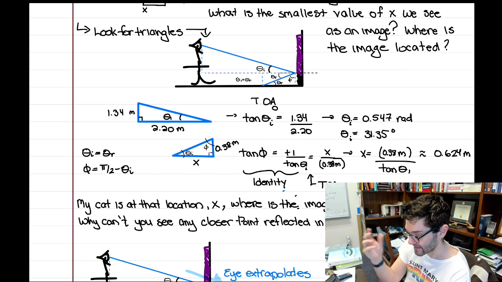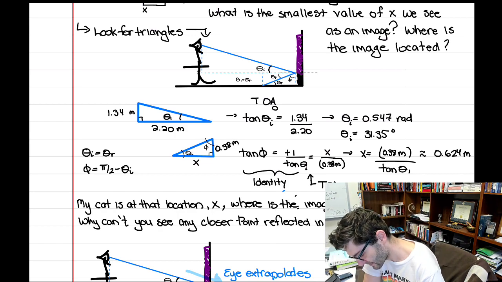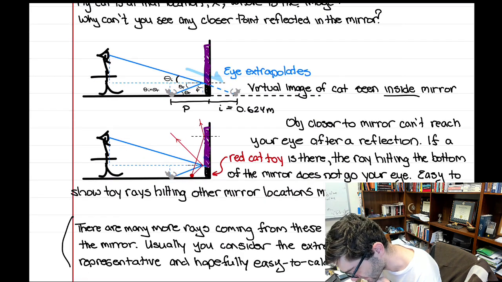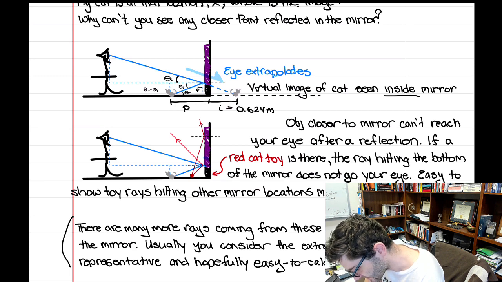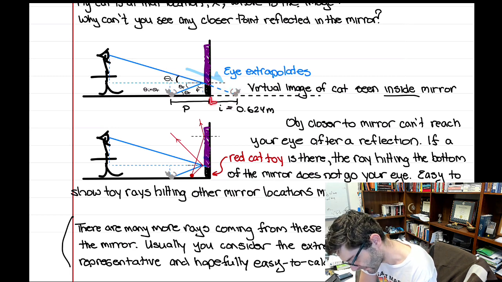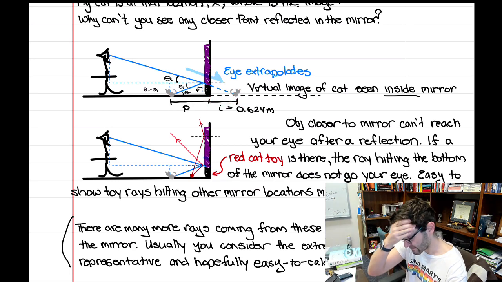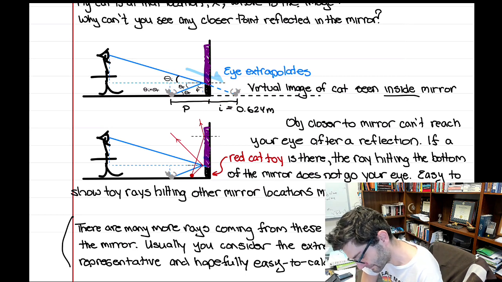It might be nice if you could actually try to write that out or justify that using ray diagrams too. So, for example, suppose my cat is located exactly at that location. Well, then what I see is that beam of light bounces and then comes here. So my brain extrapolates and I see the cat located 0.624 meters into the mirror. I see a virtual image of that cat, where he appears to be inside the mirror.